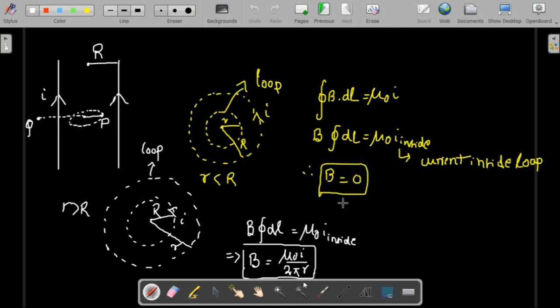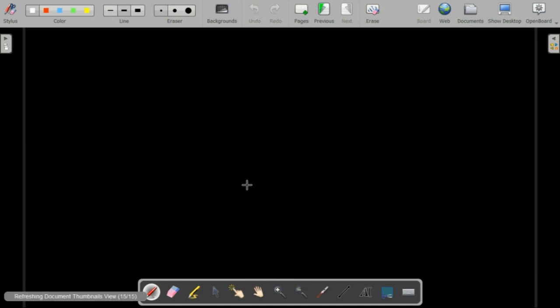Okay, so if you are considering this inside, it is 0, and if you are considering it outside, we are going to have this result. Okay, so this is important. So you can have different kinds of questions in these kinds of problems. On this topic we can have different kinds of questions.